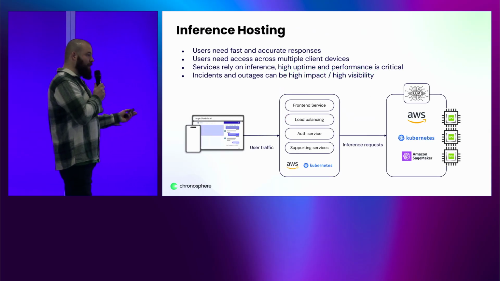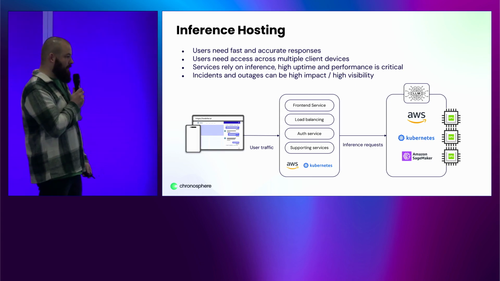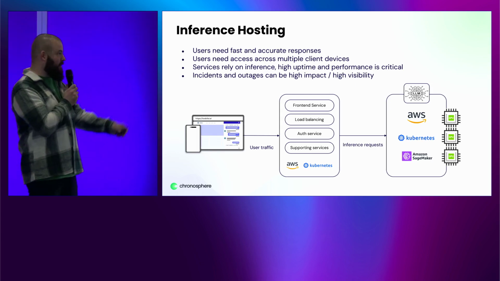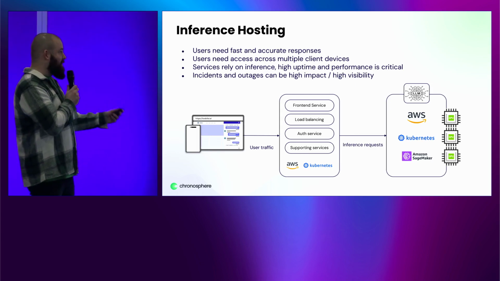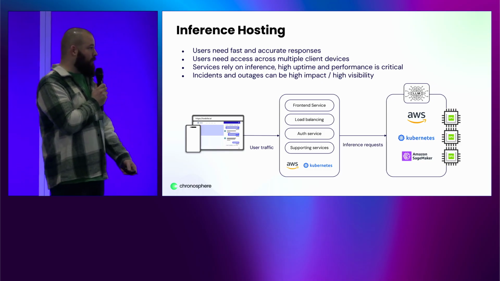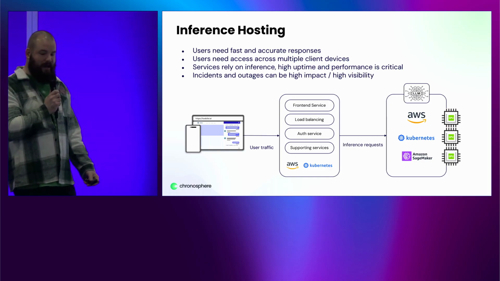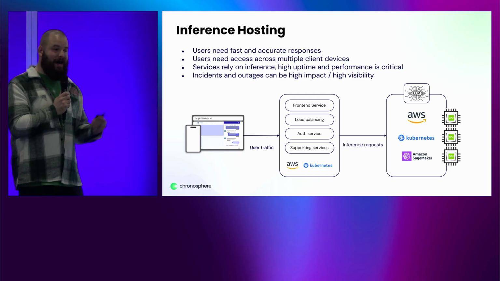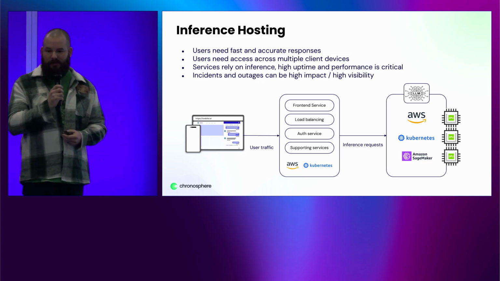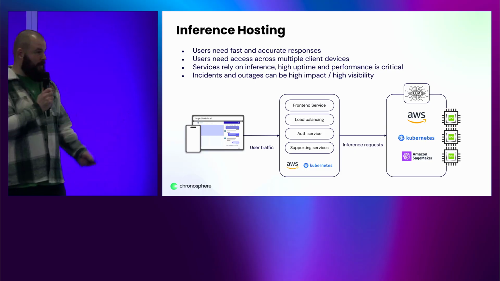So another architecture diagram here. This one will feel very familiar to a traditional cloud-native service. We just kind of have inference plugged in at the back end there. But users need fast and accurate responses across multiple client devices. The services are relying on this, so uptime, performance is critical. And namely, this last bullet point, incidents and outages can be very high impact, high visibility when we're talking about inference. You don't want to be in the news because your AI is giving incorrect or harmful information.